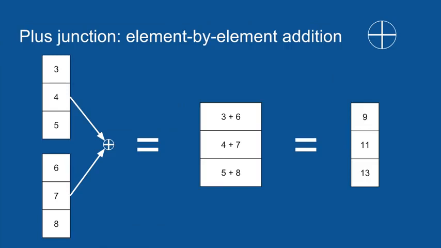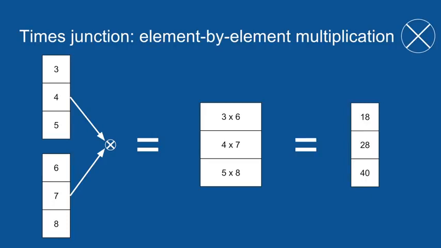So the cross in a circle is element by element addition. The way it works is you start with 2 vectors of equal size, and you go down each one. You add the first element of one vector to the first element of another vector, and then the total goes into the first element of the output vector. So 3 plus 6 equals 9. Then you go to the next element. 4 plus 7 equals 11. And so your output vector is the same size of each of your input vectors. Just a list of numbers, same length, but it's the sum, element by element, of the 2.